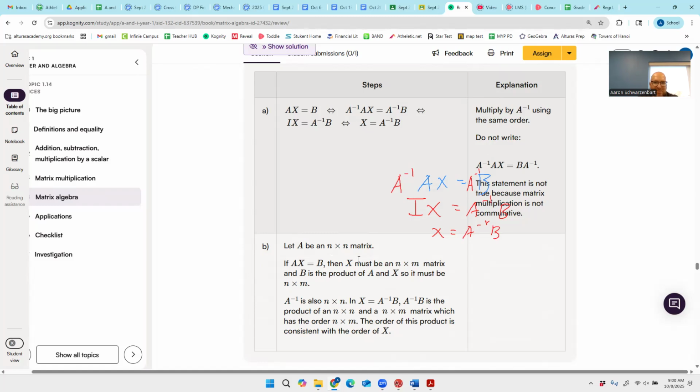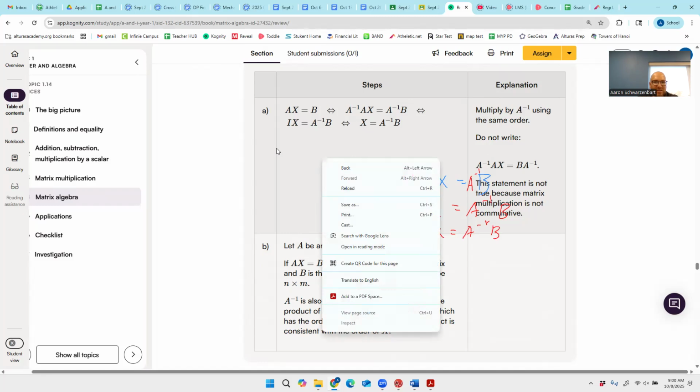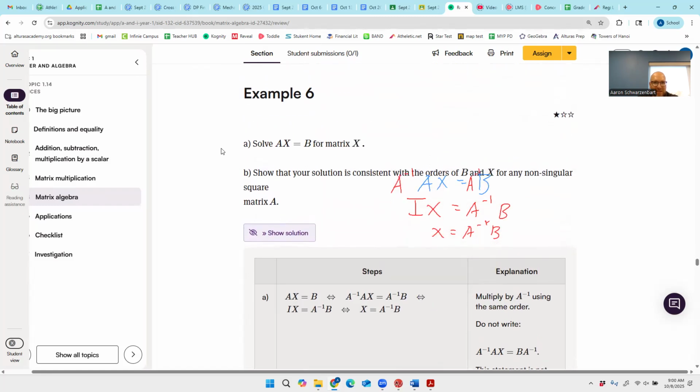Okay, so that's a flaw. It only works if A is square. We don't know if A is square. Well, it has to be if you're going to inverse. That's the only way to solve this, is what they're saying.